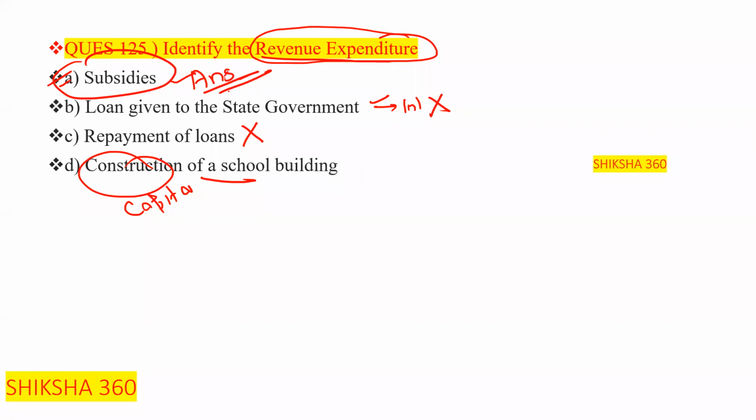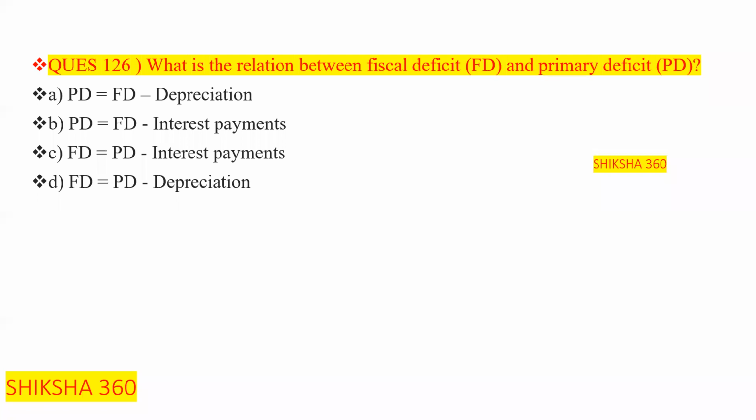Now move to the next question, question number 126. What is the relationship between the fiscal deficit and the primary deficit?